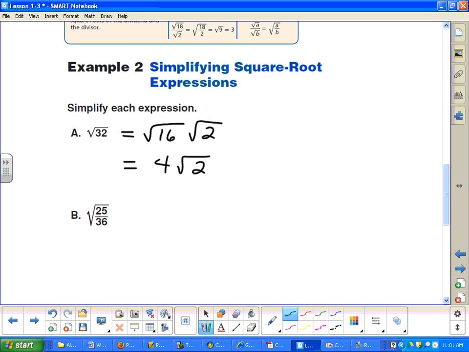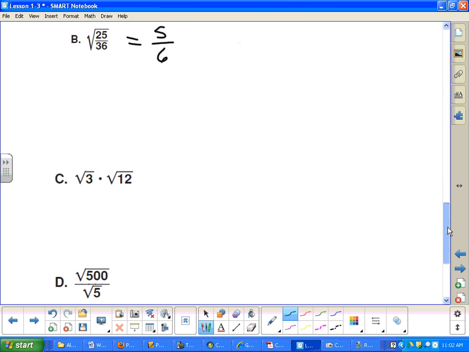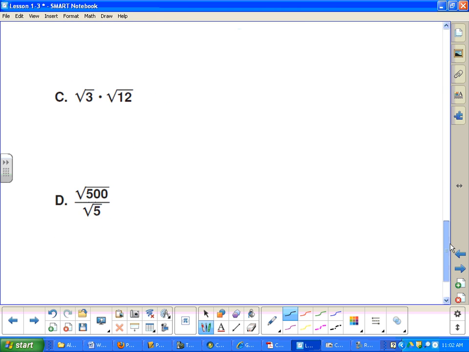Letter B, square root of 25 over 36. Natalie, what's that? 5 over 6. Square root of 25 is 5. Square root of 36 is 6. So 5 over 6. All right, simple review of it. Okay, a couple more here.